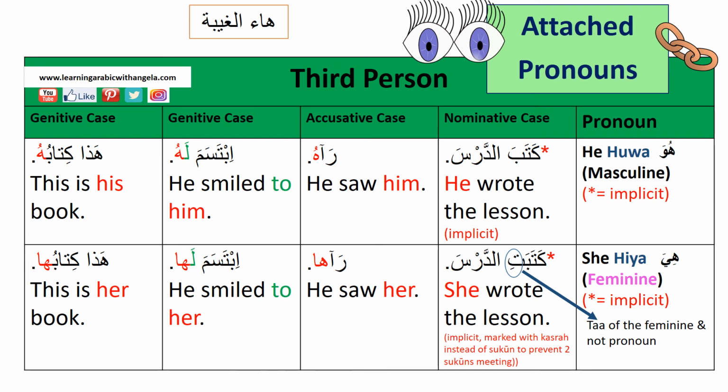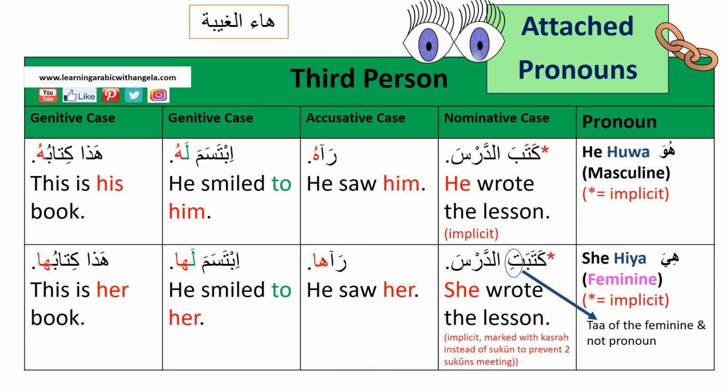And moving on to the third person, هو and هي. كتب الدرس, over here we cannot see the pronoun, it's implicit, but we can say كتب هو الدرس. And كتبت الدرس, she wrote the lesson, the same thing. We cannot see the pronoun anywhere, it's hidden, and we'll discuss that later. كتبت الدرس, note that the ta here is not a pronoun. It is simply a marker of femininity. So it is the ta of the feminine, and it's usually marked with sukun at the end, but we put kasra here to prevent two sukuns meeting, because the next word starts with L and it starts with sukun.